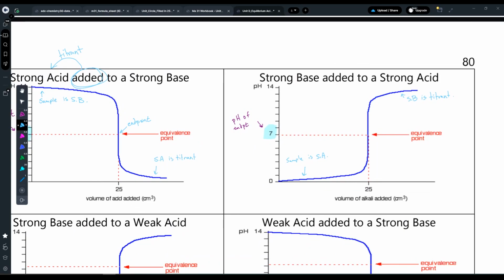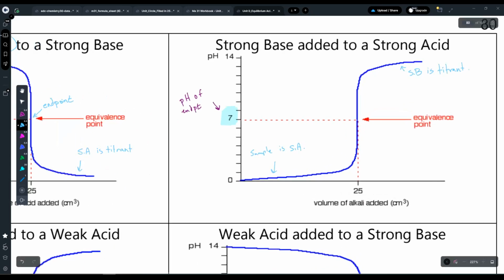Okay, now it is saying 25 milliliters. That's just for a generic example. That doesn't mean for every single strong acid and strong base titration, the equivalence point volume is always going to be at 25 milliliters. This is just an example. Okay, and remember that the equivalence point volume tells you how much titrant you needed to add to your sample solution in order to get to the endpoint.